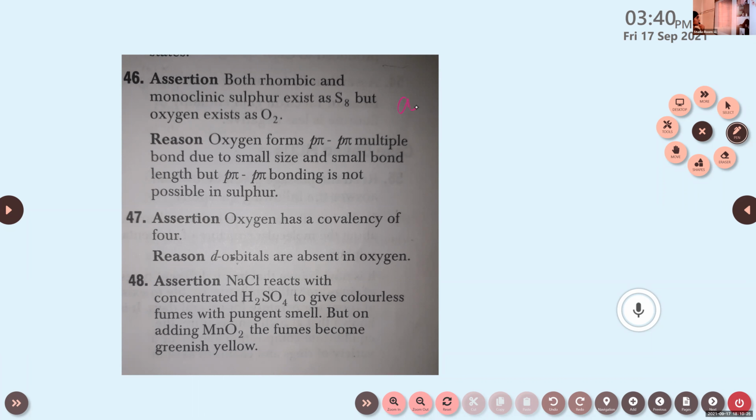Assertion: oxygen has a covalency of 4. Here also this assertion and reason are correct. D orbitals are absent in oxygen, so only p orbitals are there. So the maximum covalency of oxygen is also 4. So here also the correct option is A. Then we can discuss the remaining questions in the next class.